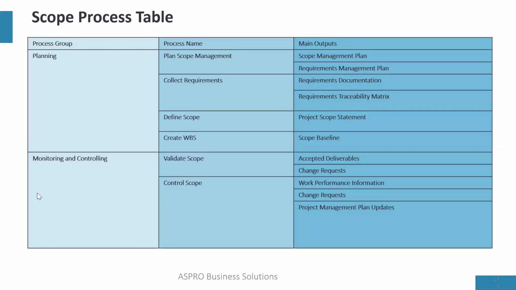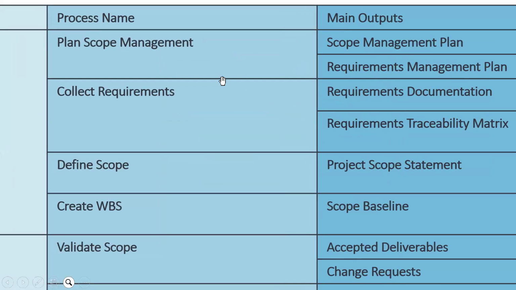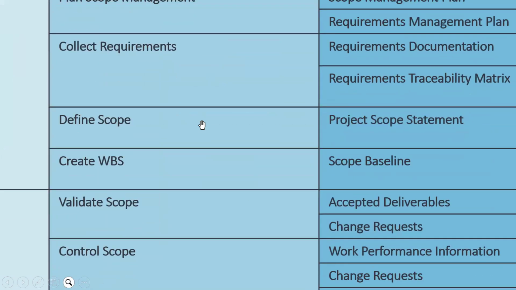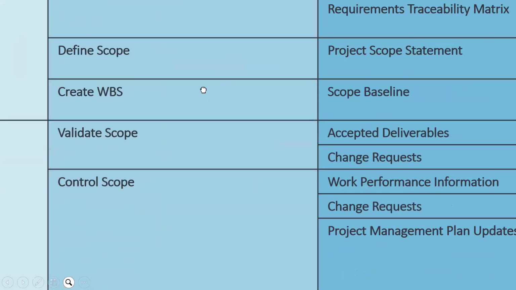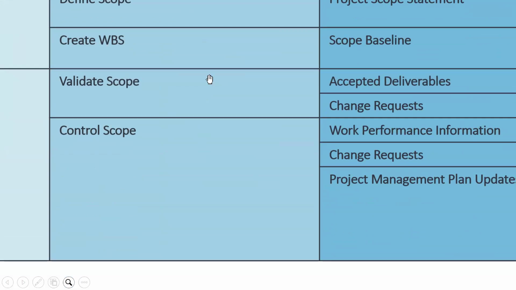You can see them here. These are all the scope management processes. Let me zoom in on them. So you can see plan scope management, collect requirements, define scope, create WBS, validate scope, control scope.